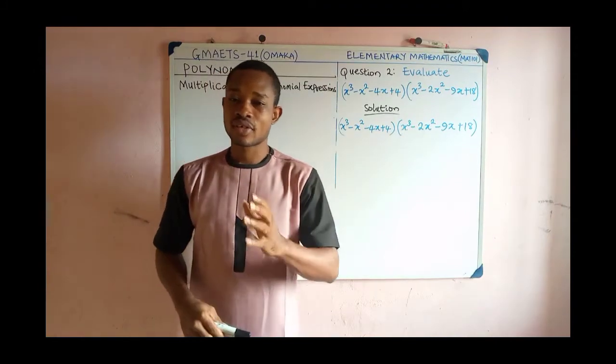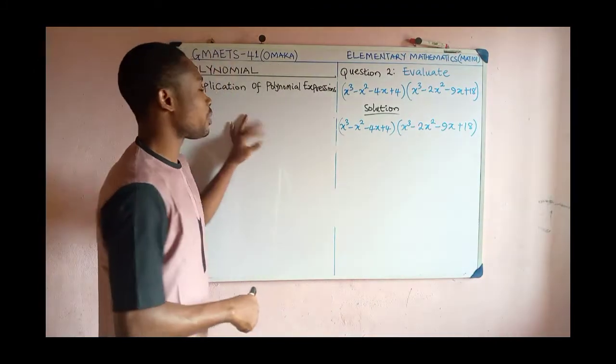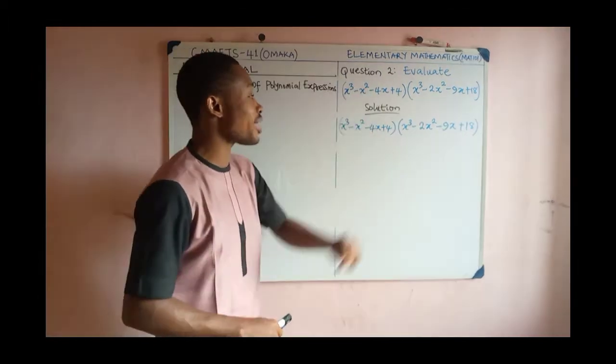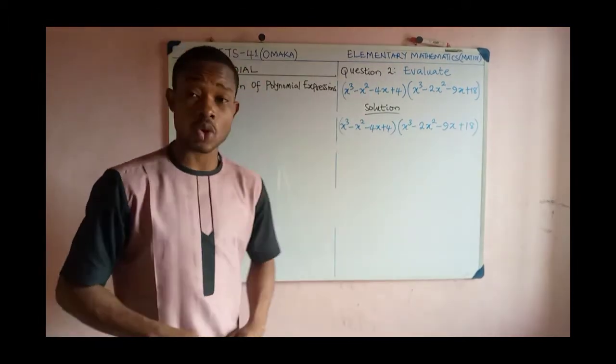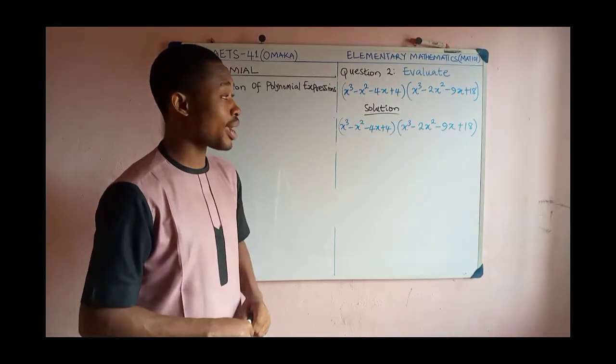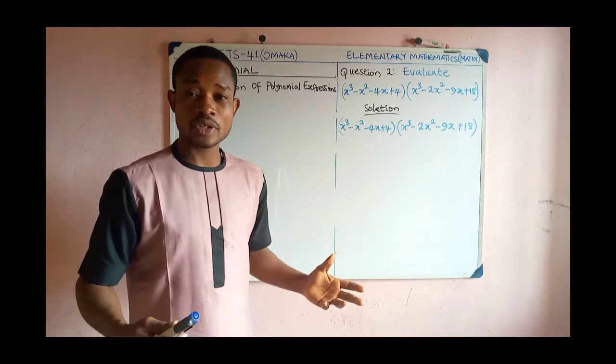Let us now look at the second question in multiplication of polynomial expressions. We have these on the board. We have to evaluate x raised to power 3 minus x raised to power 2 minus 4x plus 4 times x raised to power 3 minus 2x raised to power 2 minus 9x plus 18. Now, how do we approach this question?